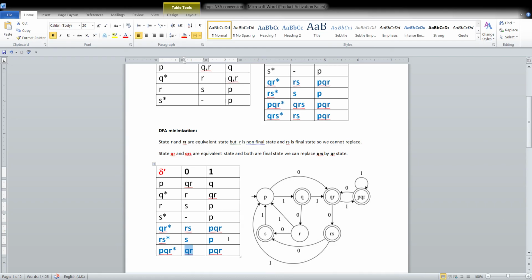Okay, so finally we have this transition graph based on this, and this is equivalent to the given NFA. As you can see, the strings accepted by the NFA, the same strings are accepted by this resultant DFA.